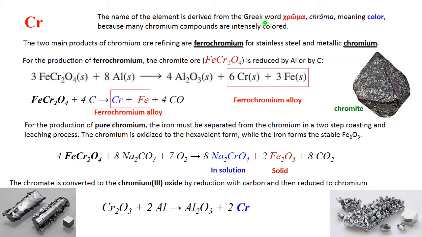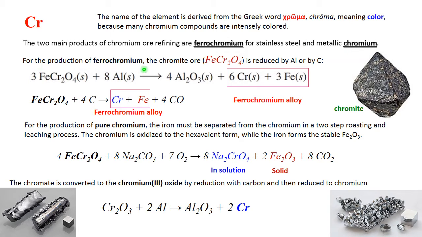The name of the element is derived from the Greek word chroma, meaning color. Many chromium compounds are intensely colored. The two main products of chromium ore refining are ferrochromium for stainless steel production and metallic chromium.